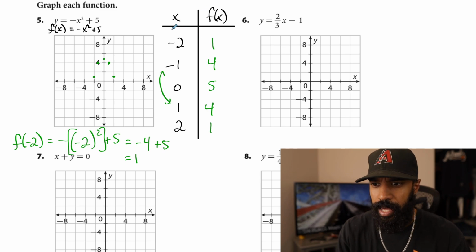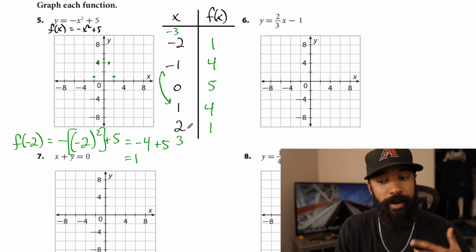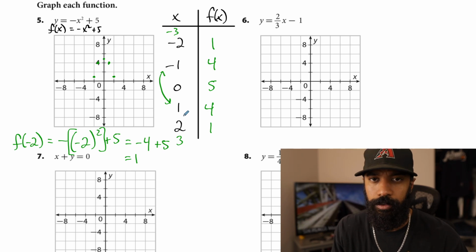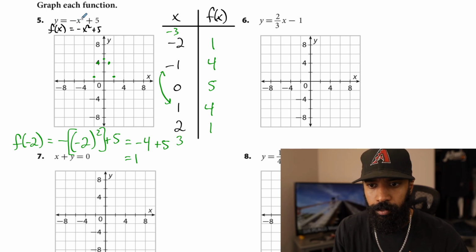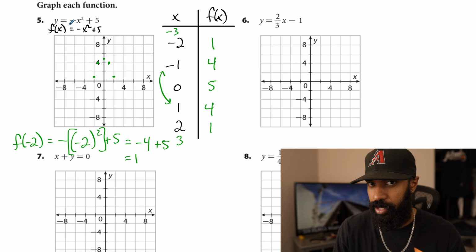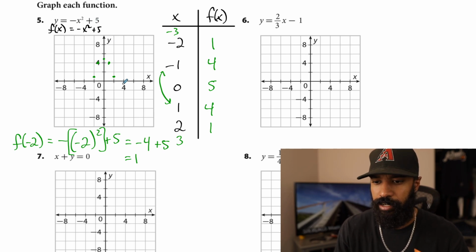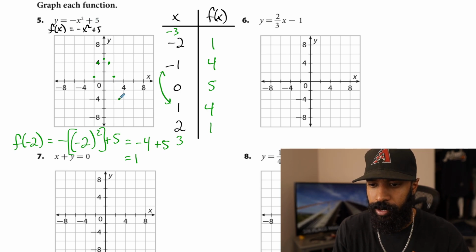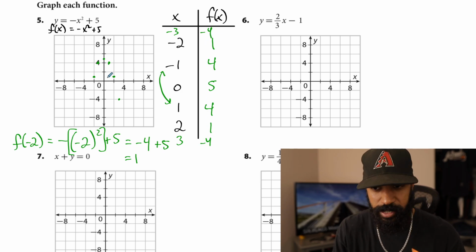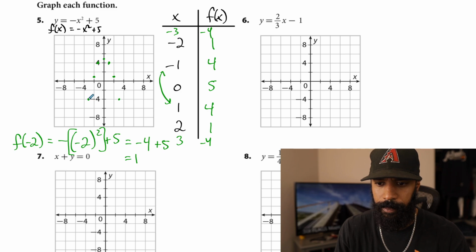You want me to do another one? I'm going to do negative 3 and positive 3, which, by the way, should give me the same number for both. Let's just use 3. 3 squared is 9. Opposite of that is negative 9. Plus 5 is negative 4. 3 comma negative 4. So I'm going to get negative 3 comma negative 4 as well. Same exact reason as I just said before.